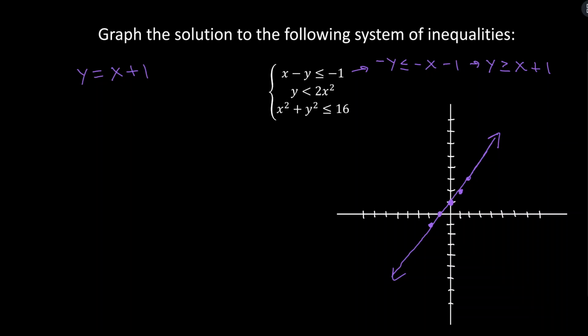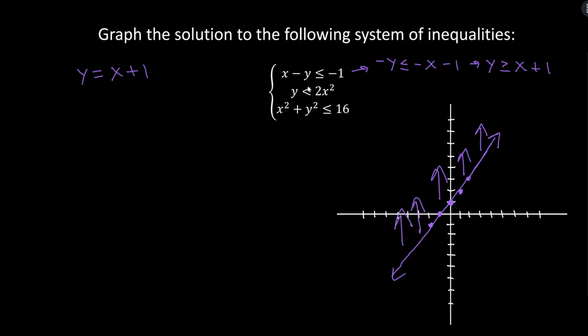And now do I want to shade above or below? Well, again, we look at the final form that we manipulated our inequality into, which is here, and that says y is greater than or equal to x plus 1. So greater than or equal to means we shade above. So I'm going to draw some arrows here, shade above. We are shading above this line. So here is the solution set to this individual inequality.